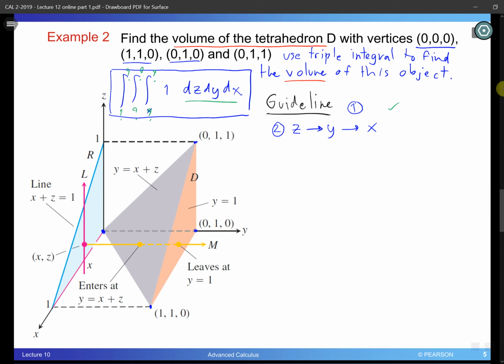Number 3, we are supposed to sweep the first variable between two surfaces. The first variable here is z, between two surfaces on the object. So let's find that. What surfaces are we talking about? We need to find two surfaces. So let's take a look here. We are supposed to sweep z.